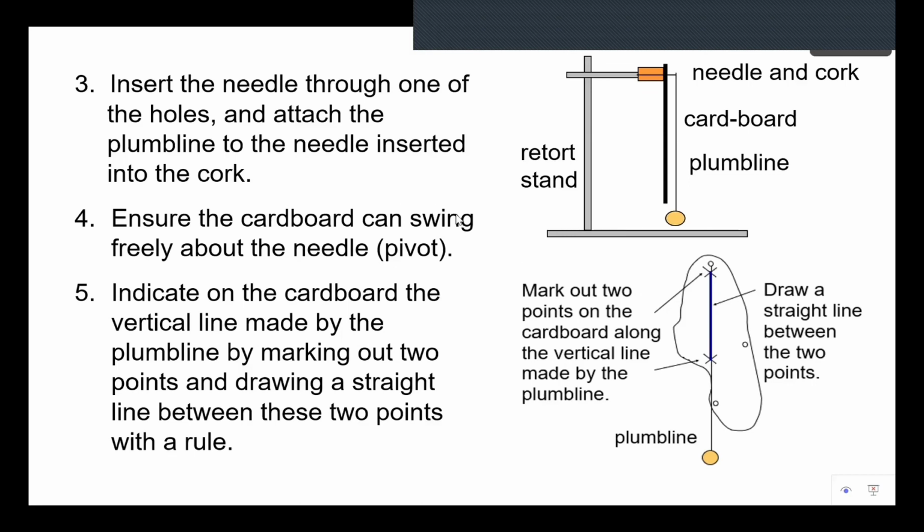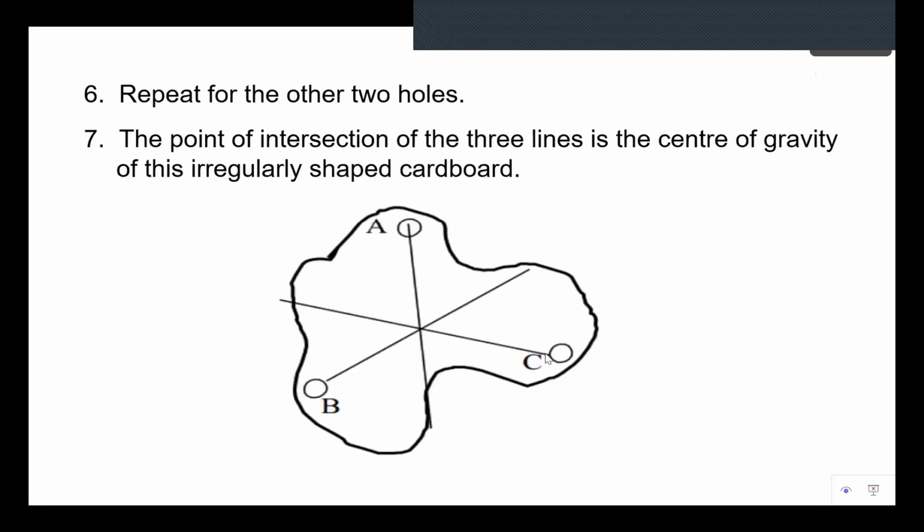So I repeat the whole experiment on the 3 different holes. So this is the vertical line from point A, and this is the vertical line from point C, and this is the vertical line from point B. And I know the CG must be on the lines. So the CG must be on all 3 lines. So the CG must be at the intersection point of these 3 lines over here.